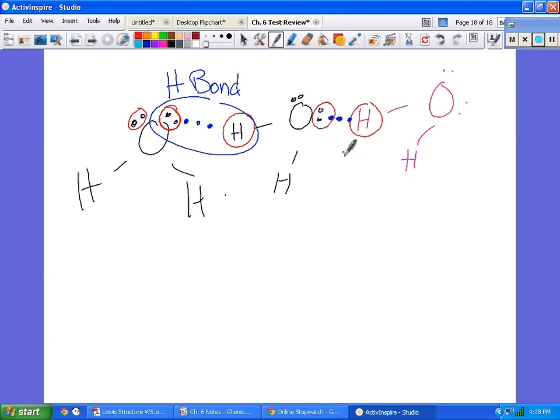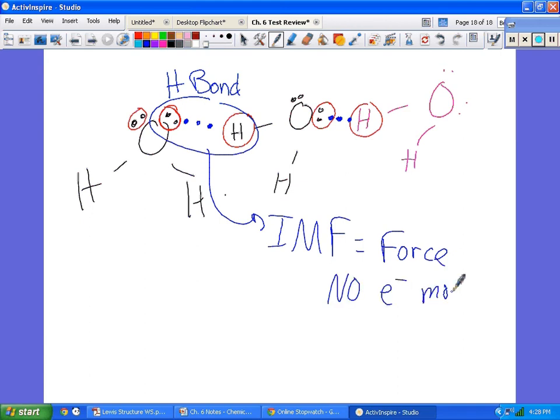I want to make this clear. IMF stands for intermolecular forces. In a force, no electrons move. And here's why. What is the sign of electrons? Negative. So if this is negative, hydrogen is going to be slightly positive for just a split second, like 2 magnets sticking together. So it's more of an attraction. They stick versus giving back and forth.